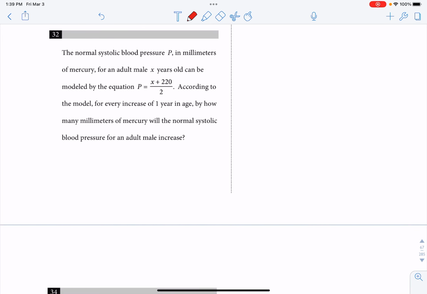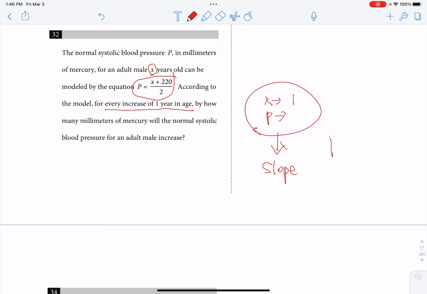The normal systolic blood pressure P in millimeters of mercury for an adult male X years old can be modeled by the equation P equal to (X plus 220) over 2. According to the model, for every 1 year of age, X increases by 1. Then what does P change by? That's what they're asking. Actually, this represents the slope: how much P changes over a 1 change of X.